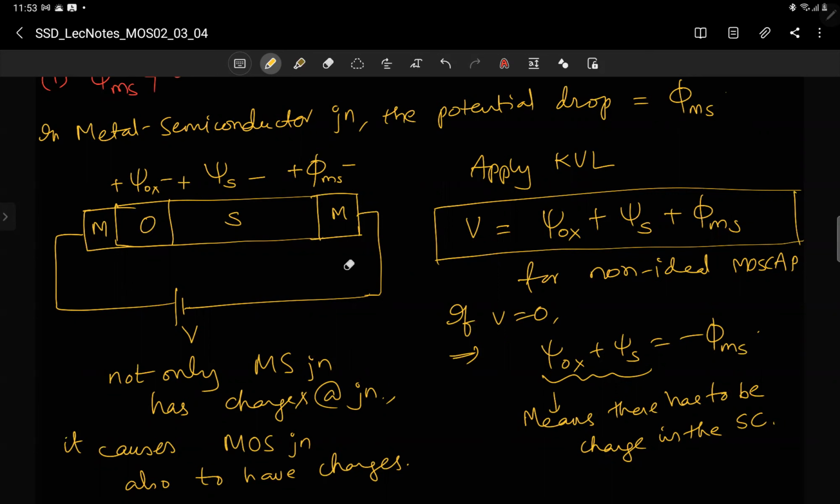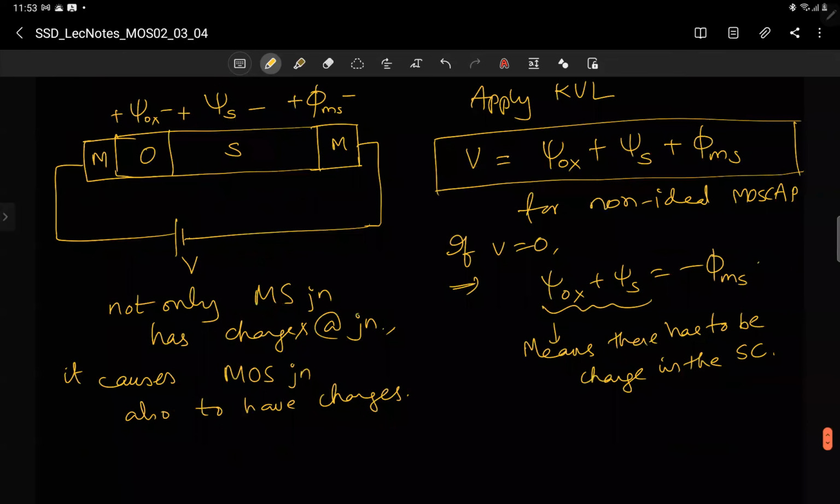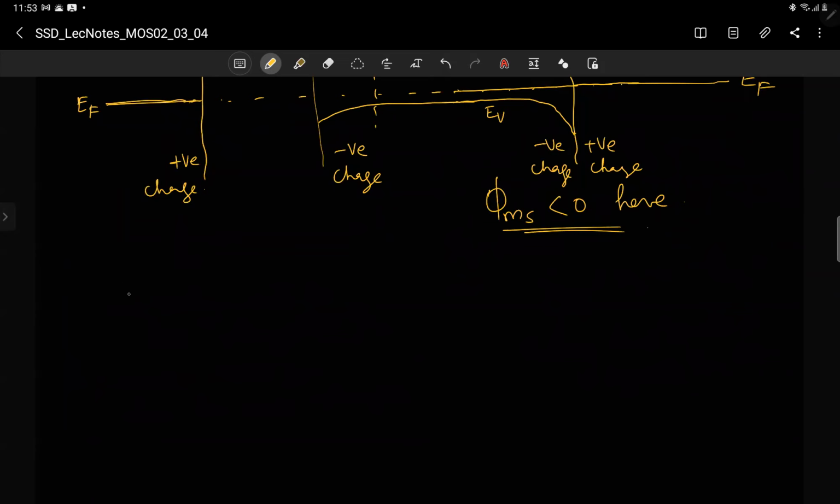Okay, so that is one thing. So what is the voltage that I should apply so that psi ox and psi s are 0, so that there is no charge? What I'm trying to say is I should calculate VFB and VT, right? What is VFB in this non-ideal case, and what is VT in this non-ideal case? That is what I should find out. So how do I find out?